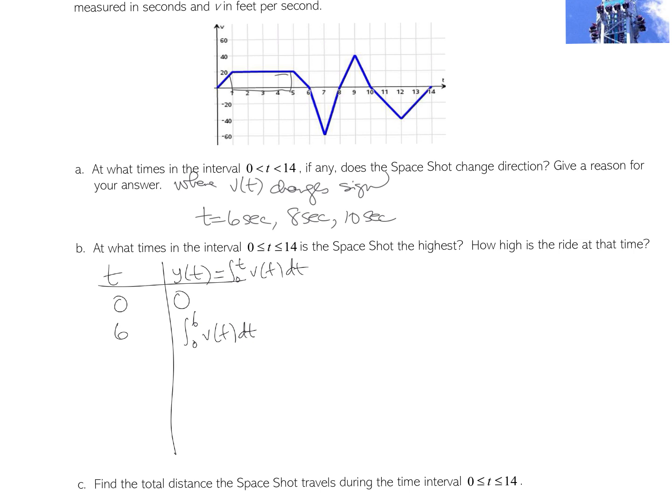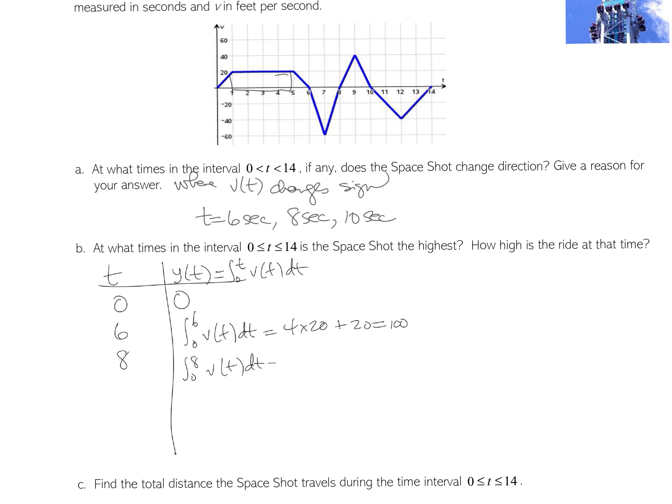Sorry, 4. I counted that wrong, didn't I? 4 by 20. And then we have 2 triangles that are exactly in half, so that would add another 20 to that, so we get 100 for that. Then we're going to go 8. So this is from 0 to 8 of v of t.